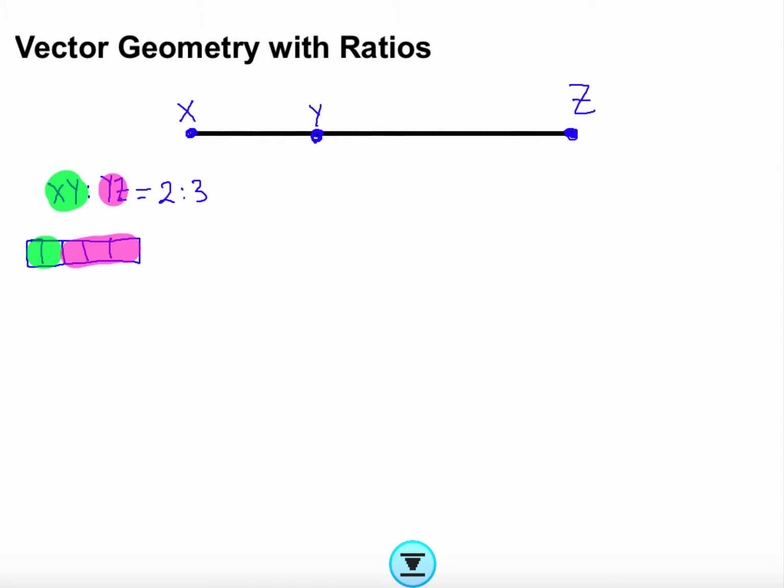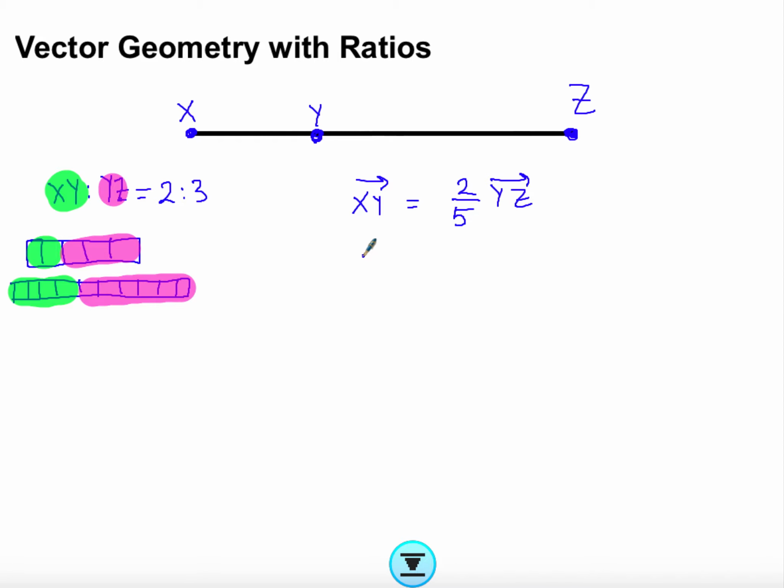This just goes back to the basics of ratios. If I have something worth 10 parts, then xy will take double of that, so xy will take 4 parts and yz will take 6 of that. So this is what the ratios are. Using this idea, using vectors, it means xy is 2/5 of yz.